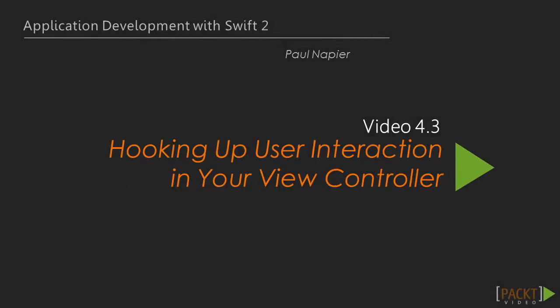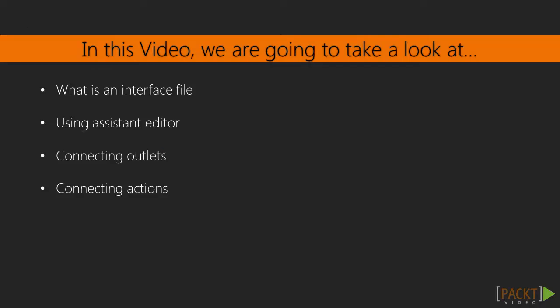So now we want to start working with our user interface and hooking it up to our view controller to start taking advantage of it. In the previous video, we understood how the view works with the view controller at every stage of its life cycle. In this video, we're going to look at what an interface file is and how it's generated.